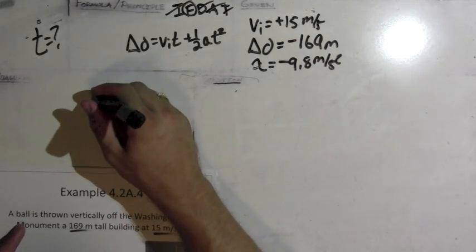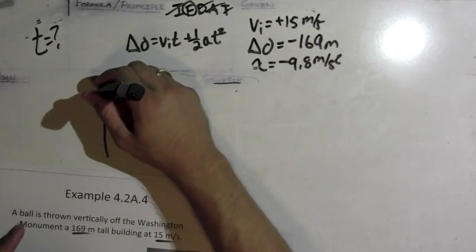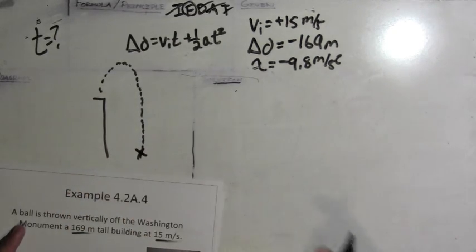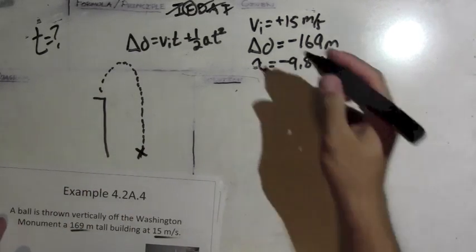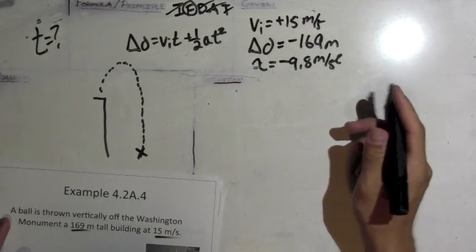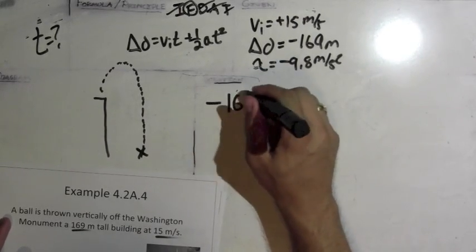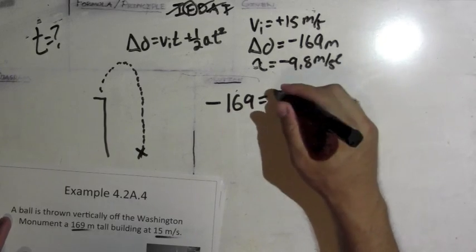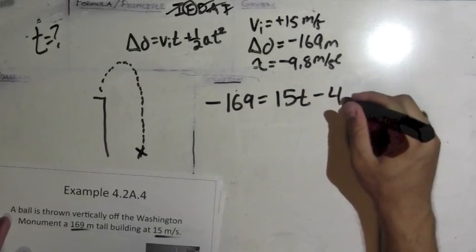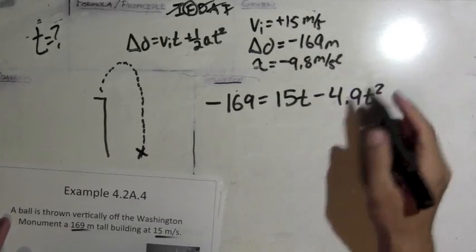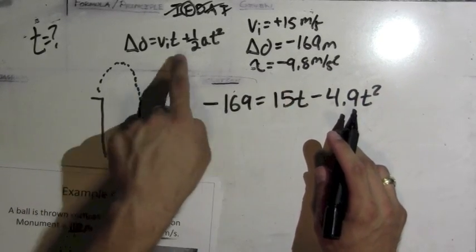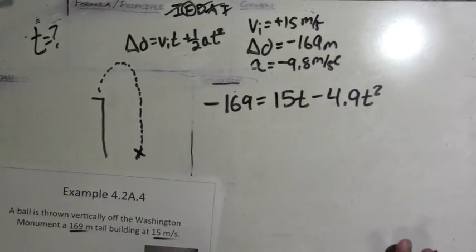So what this is actually going to look like is you have the Washington Monument, you're going to throw a ball up in the air, and you want to know how long it takes until it hits the ground. So, we plug in our numbers. We say, okay, delta D is negative 169 equals 15t. I'm going to go ahead and simplify this and say negative 4.9 t squared, and where I got this from was just 1/2 times negative 9.8. I just wanted to save a little bit of room because I know where this is going.